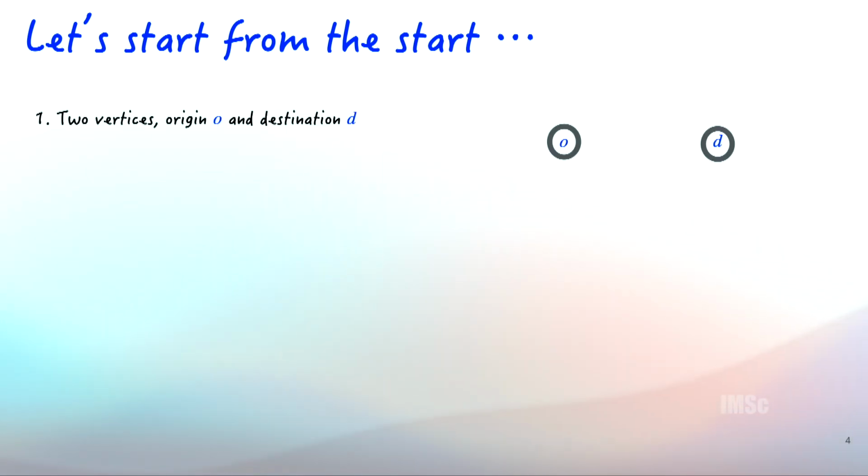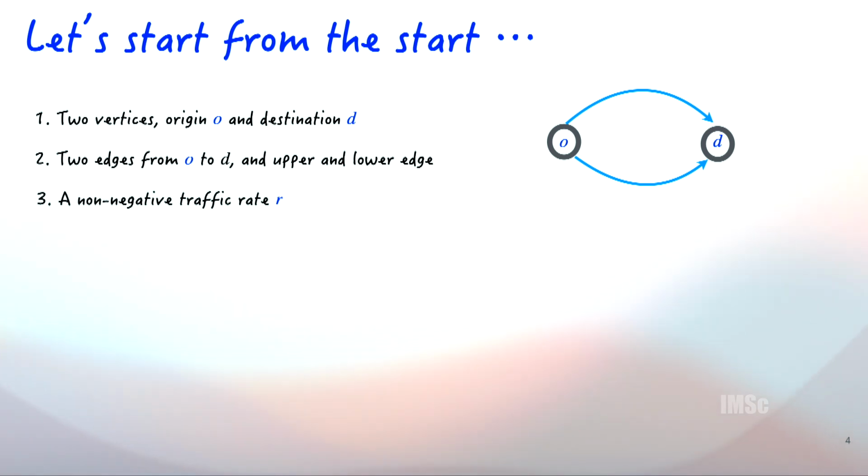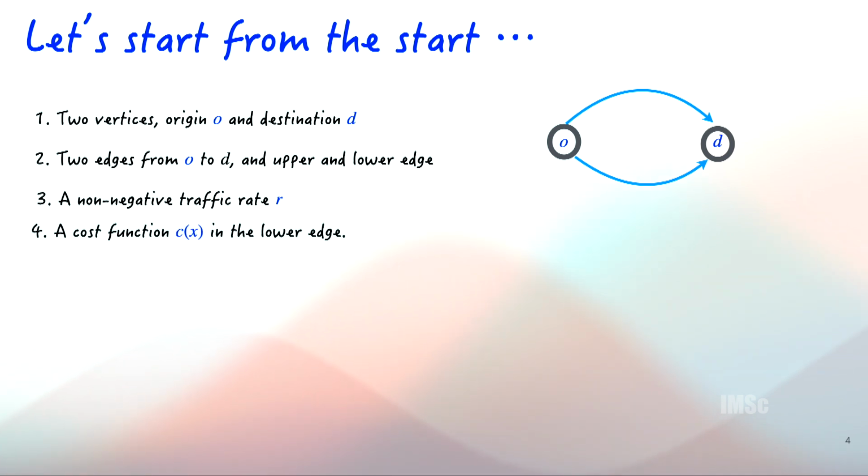Let us start. I am going to set up this Pigou-like network. You have O to D, where O is for origin and D for destination, and you have a two forked edge scenario. You have r amount of traffic starting from O. The cost function on the lower edge is C of x.